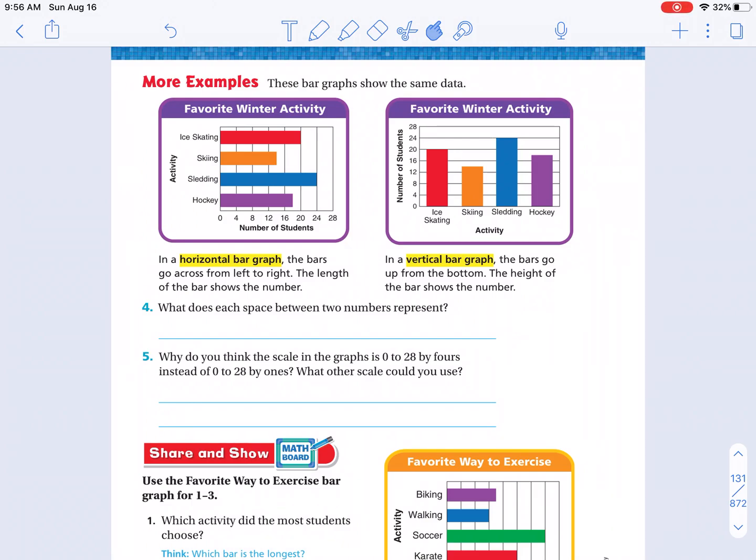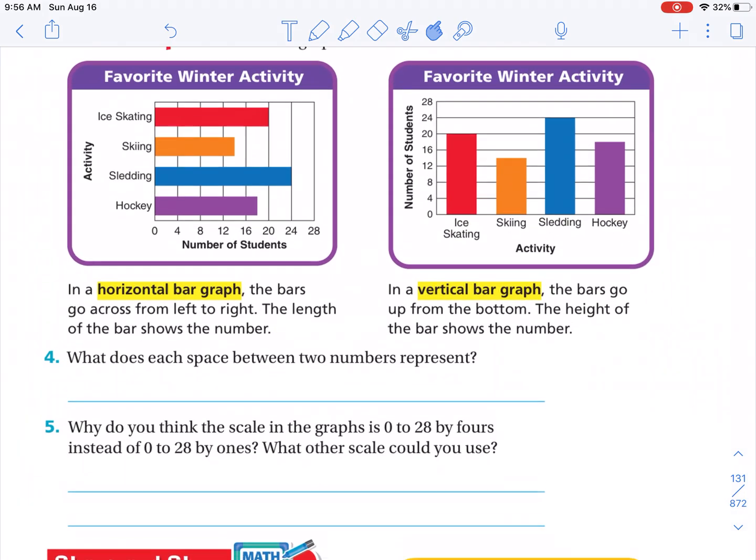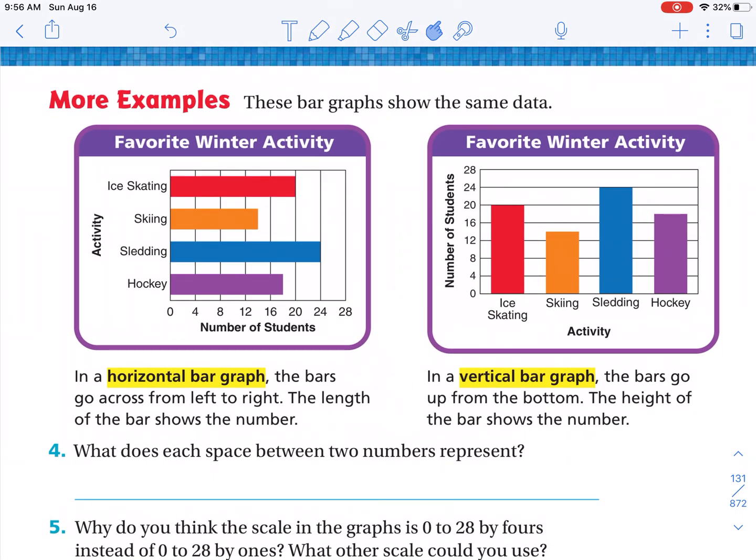Okay, here are some more examples for lesson 2.4. These bar graphs at the top of the page show the same data. They are both about favorite winter activities. Okay, so let's zoom in here and take a look at both of these bar graphs.